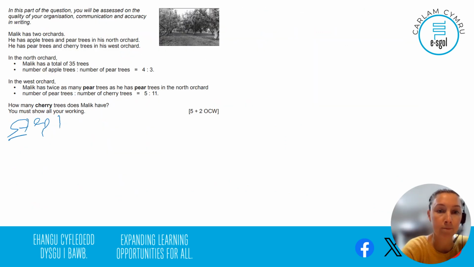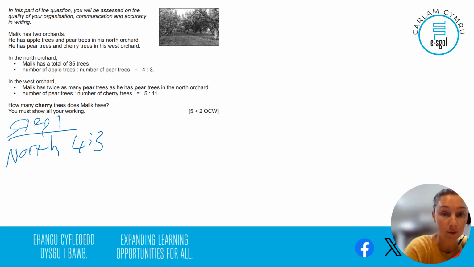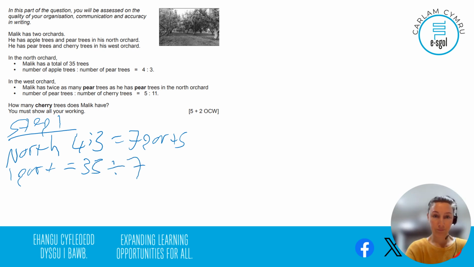So step 1 is to work out the ratios of trees in the north. So we know it's 4:3, 7 parts. So we need to work out what 1 part is. So we know there's 35 trees. So it's 35 divided by 7 equals 5 trees.